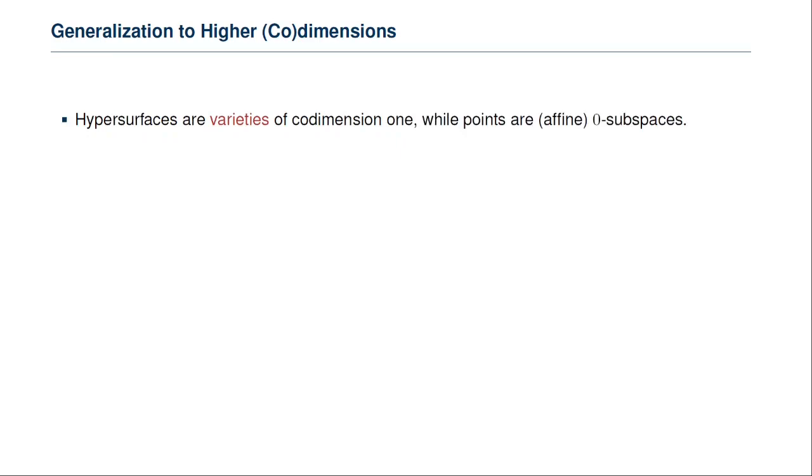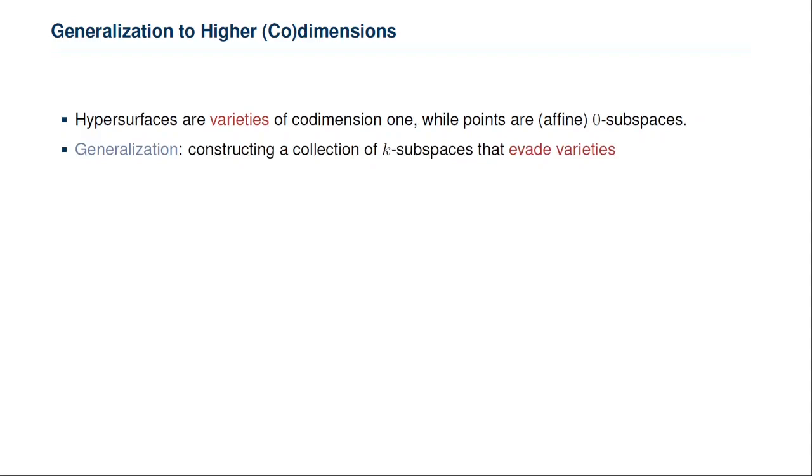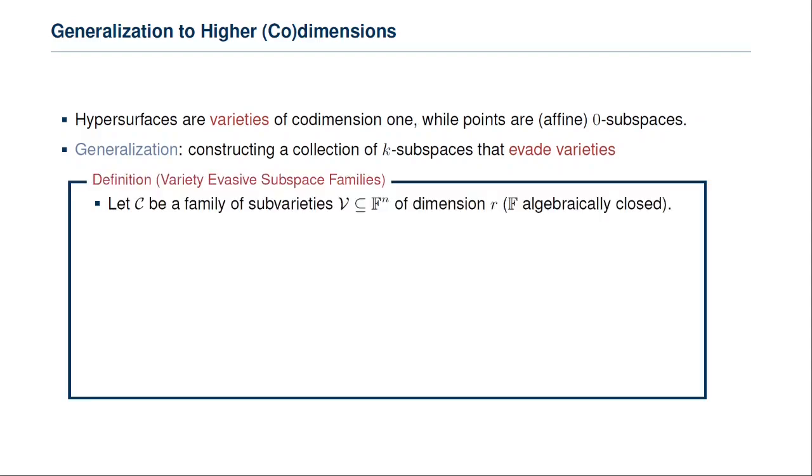And we can consider a generalization of this property to higher dimensions or codimensions. Note that hypersurfaces are also varieties of codimension 1, and points that we choose are affine subspaces of dimension 0. And we can consider the more general problem of constructing a collection of subspaces of dimension k that evade general varieties. And this leads to a notion of what we call variety evasive subspace families. And this is the formal definition.